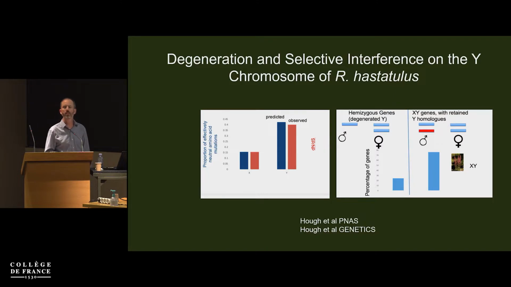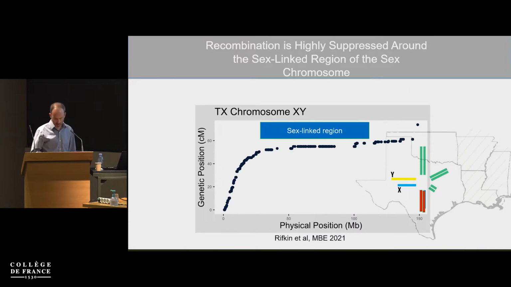And when we fit this to models of linked selection, we can basically explain this deleterious mutation accumulation from a model of linked selection fit to polymorphism data. So we see significant signs that we have a large non-recombining region on the Y that it is experiencing degeneration via selective interference. Now, when we look at the linkage map, we were able to identify the sex-linked region.